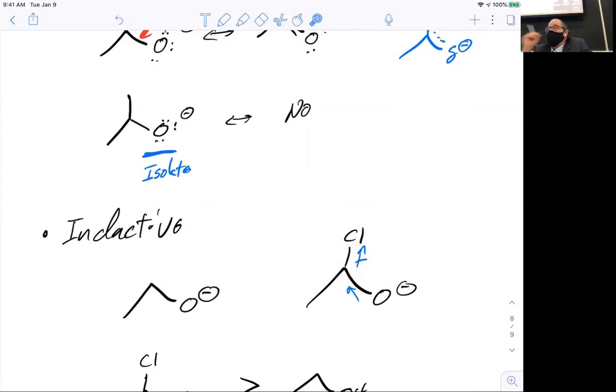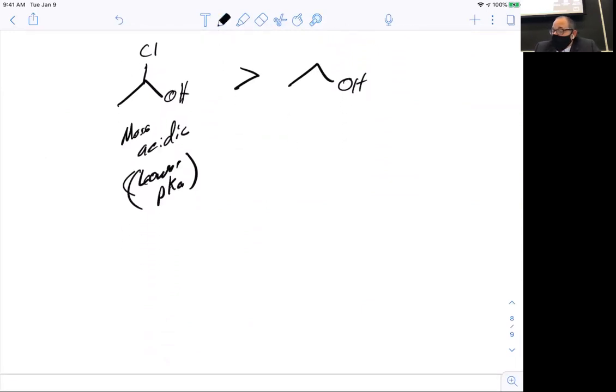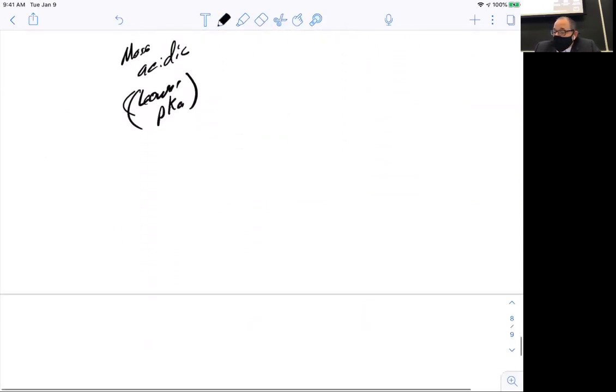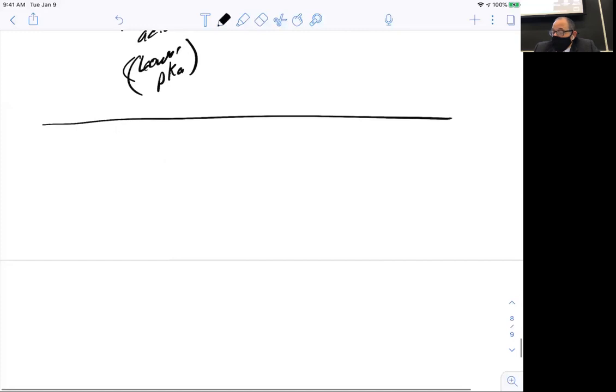Yes, ma'am. Yeah, the same thing will happen for a base. So if we look at, trying to think of a good example here.